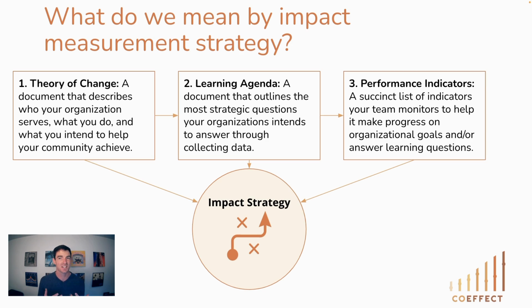And then the third piece, flowing from those first two, is identifying performance indicators. This is a succinct list of indicators that your team will monitor on your own time frame to understand whether you're making progress on your intended impact and your organization goals. Almost every organization has metrics of some sort, but fewer organizations have metrics that are very explicitly tied to their strategy, to their theory of change, to their learning agenda. I want your organization to be one of those.